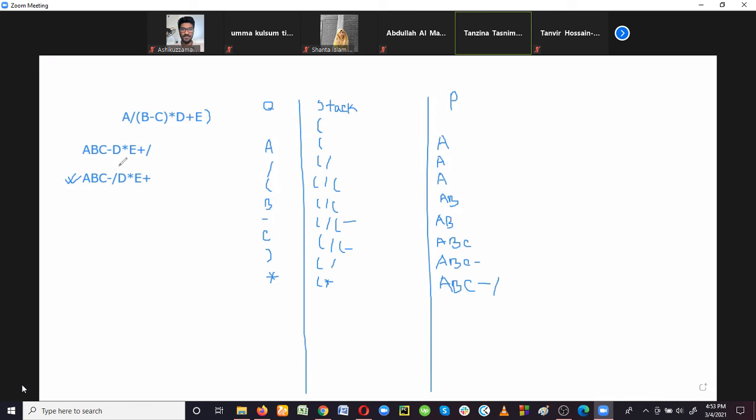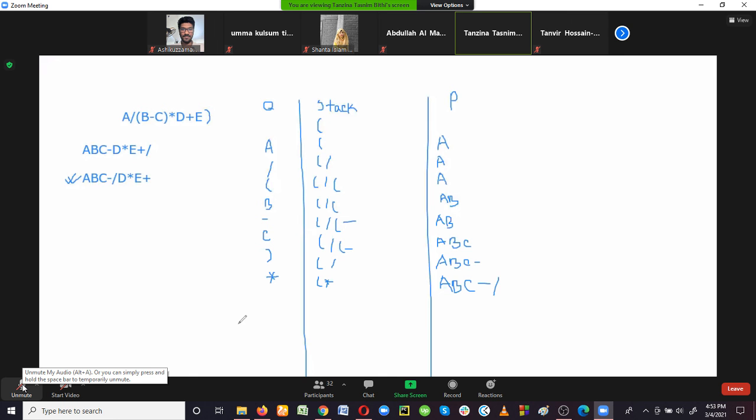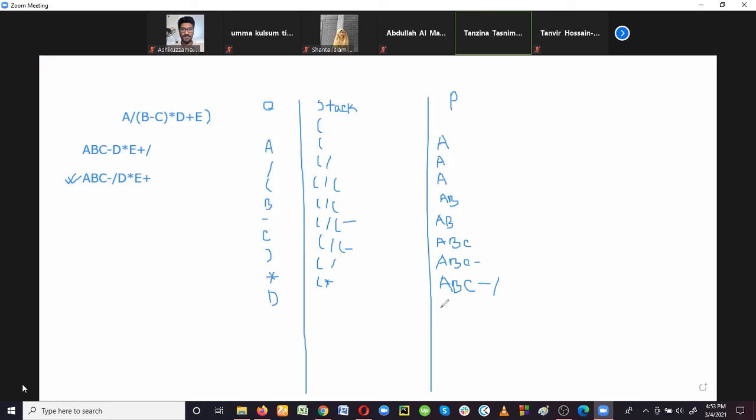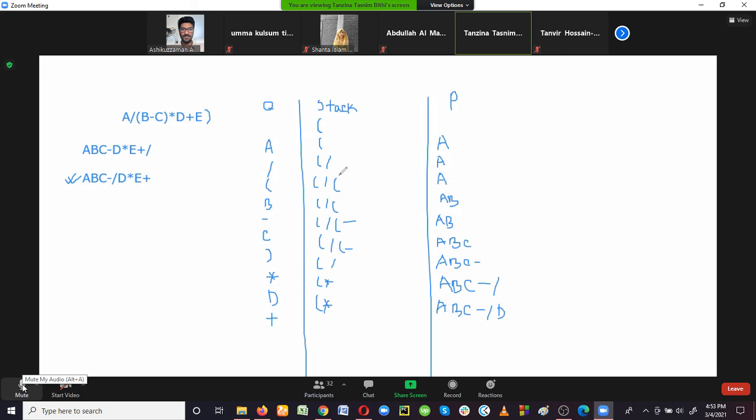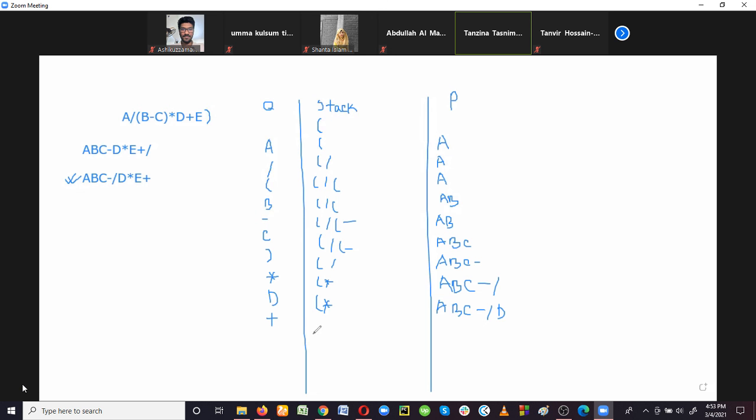Okay, and then the next one is D. This is an operand, just add it after division. The stack will be the same with two data elements. And then another operator, so can we place it in the stack? No, ma'am, because multiplication has higher precedence than the plus operator. So we have to delete this multiplication operator from the stack, then we can keep it here. And in the expression it will become A, B, C minus, division, D, multiplication.